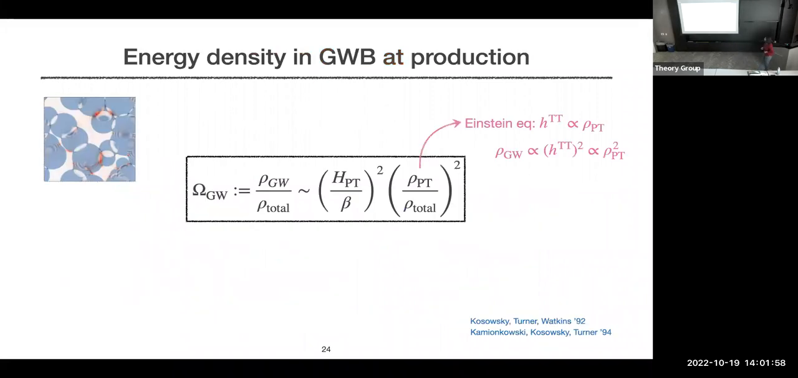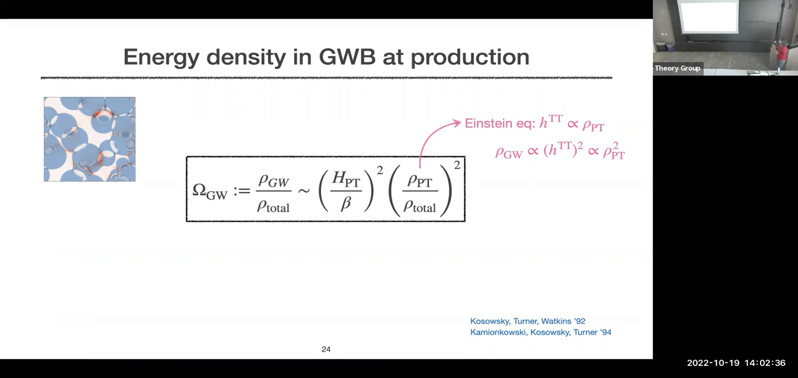And to see what the price of having this small fraction is, let us look at the energy density of gravitational waves coming from phase transition. So here I have omega gravitational wave, which is typically how gravitational wave strength is measured, which is just the ratio of energy density in gravitational waves to total energy density in the universe. And it depends on some microphysical parameters of the phase transition, but what I want you to focus on is this factor, which is the ratio of the energy density in the PT sector to the total energy density.